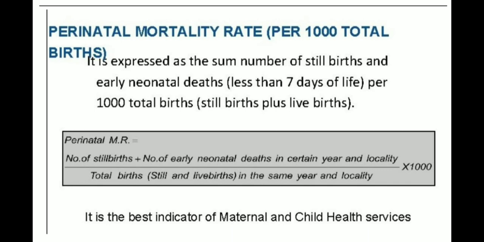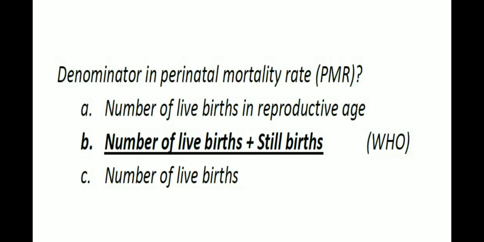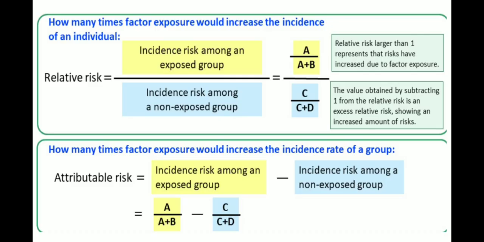Okay, so perinatal mortality rate is equal to the number of stillbirths plus the number of early neonatal deaths in the year and locality, divided by total births, stillbirths and live births in the same year and locality, multiplied by 1000. It is the best predictor of maternal and child health service. Now, the denominator in the perinatal mortality rate is the number of live births plus stillbirths.